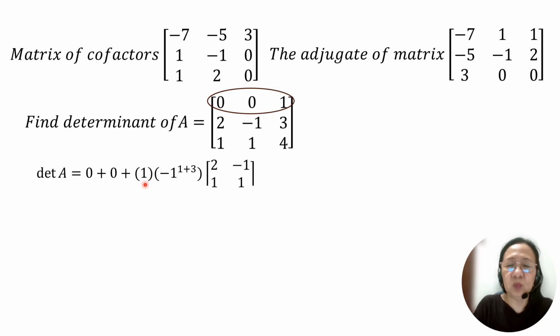Let us copy 1. What will be the sign? That is now negative 1 is raised to the position of 1 that is in the first row and third column. So 1 plus 3. Then if we're going to slash the first row and the third column, the remaining determinant has an entry of 2, negative 1, 1, 1. Okay, this part.